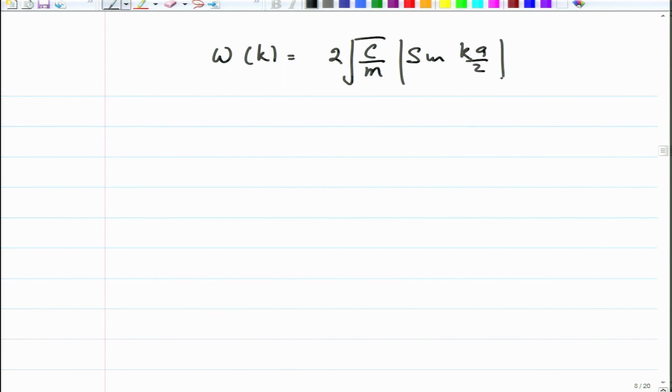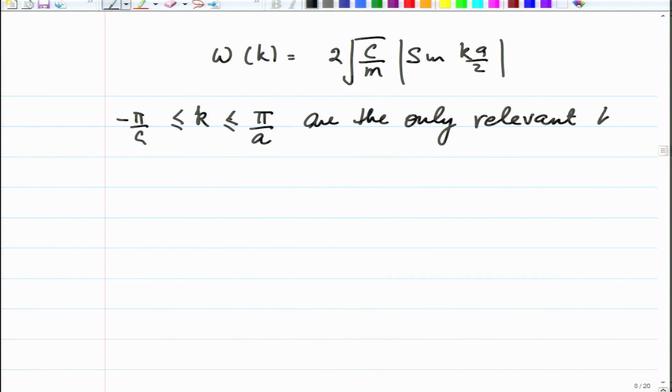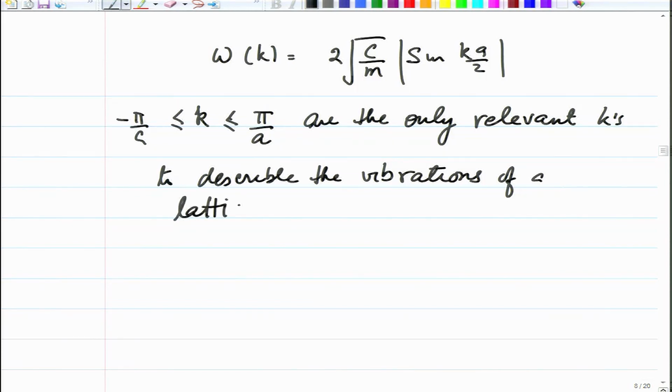If we say this, notice that k from minus pi by a to pi by a are the only relevant k's to describe the vibrations of a lattice. What happens if I go beyond pi over a? So, suppose I take, let me make this picture again.